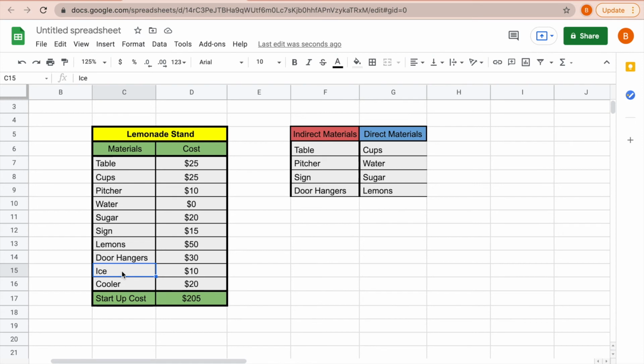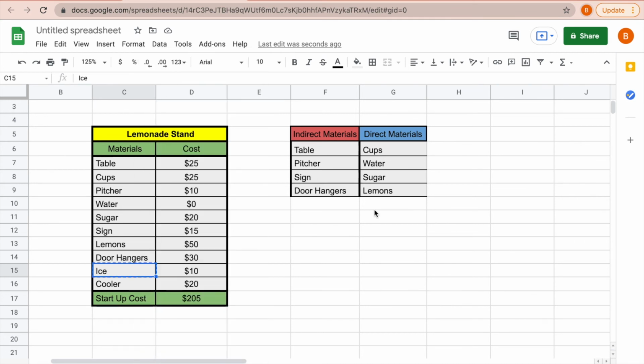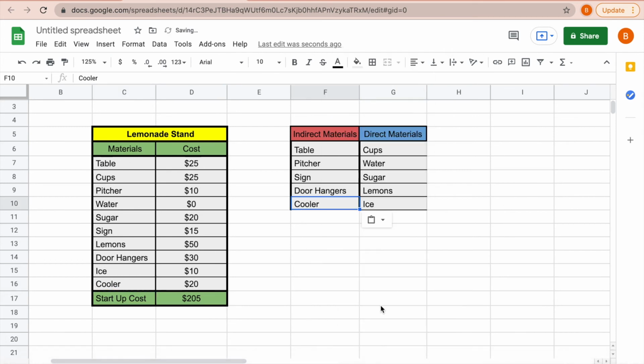In this case, we're going to be putting the ice in the cups with the lemonade and handing it to the customer. So it's going to be a direct material. In the cooler, that is going to be indirect material. We're not selling the coolers, okay?